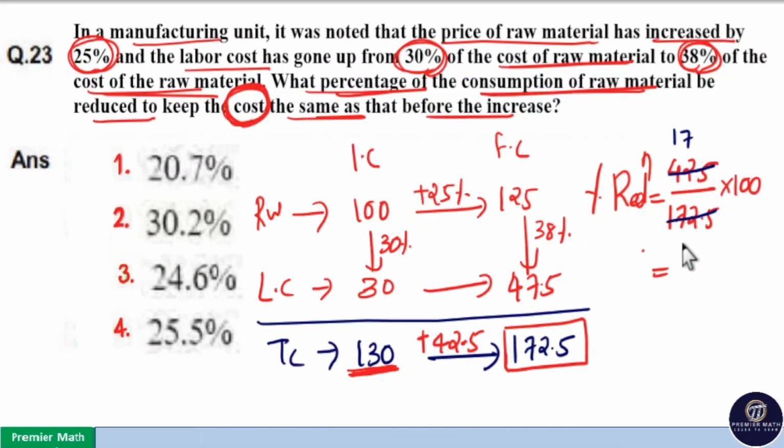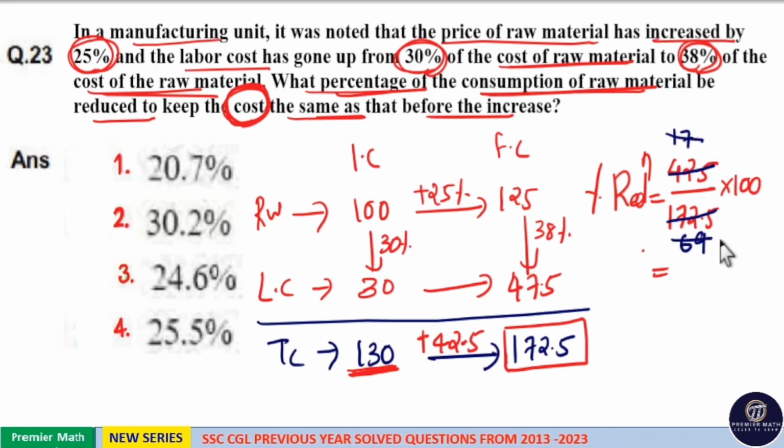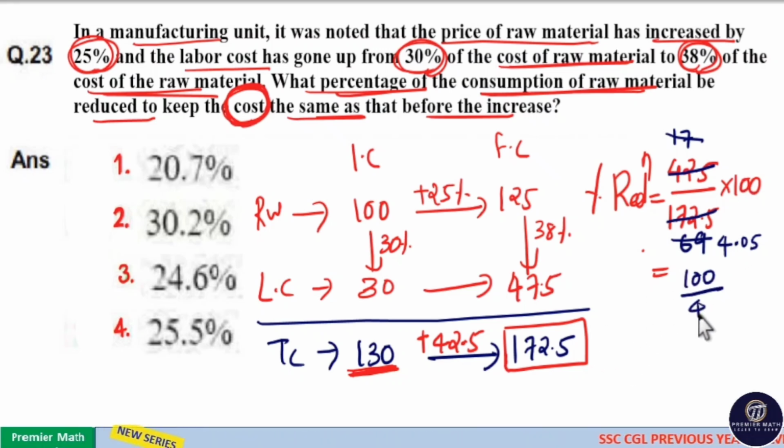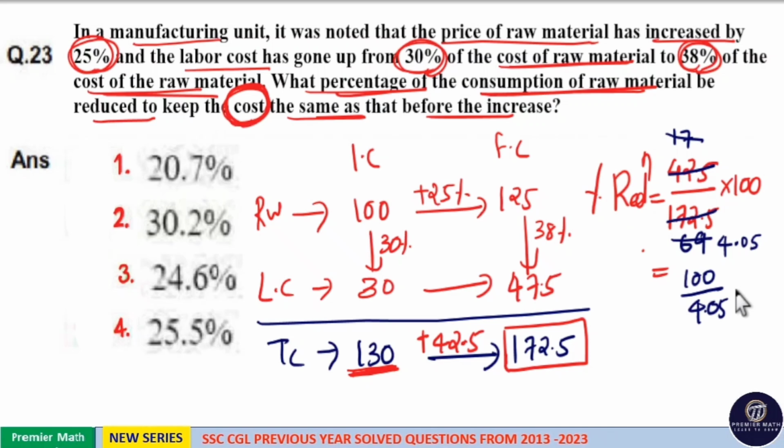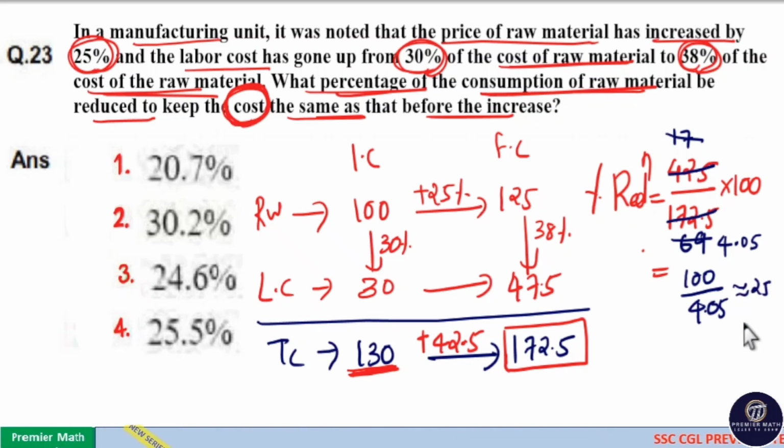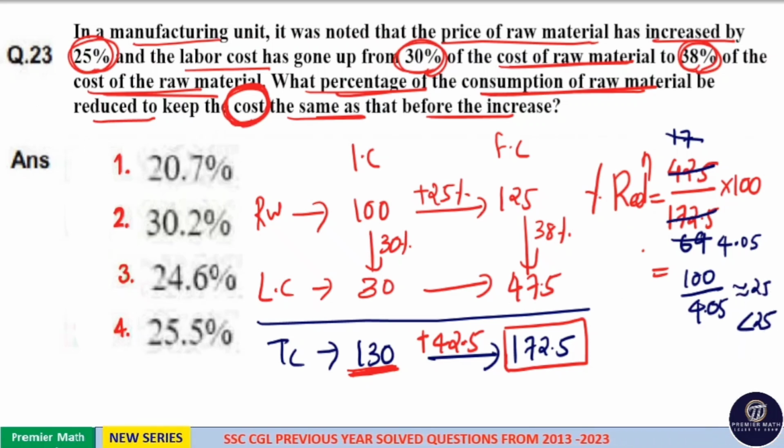Same way here, 25 goes 6 times in 150, remaining 225. So 25 goes 9 times in 225. Now 17 goes 4 times in 68, remaining 1. So 17 goes 0 times in 1, 17 goes 5 times in 100. Now 100 by 4.05 is around 25 and less than 25. So here your answer is nearly 25.